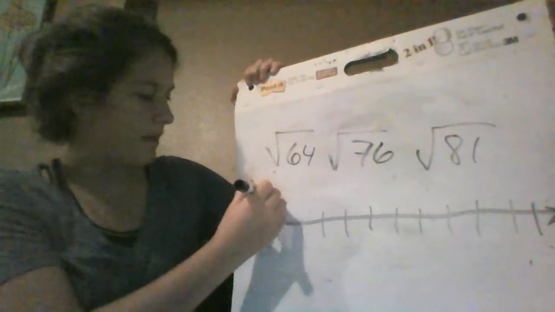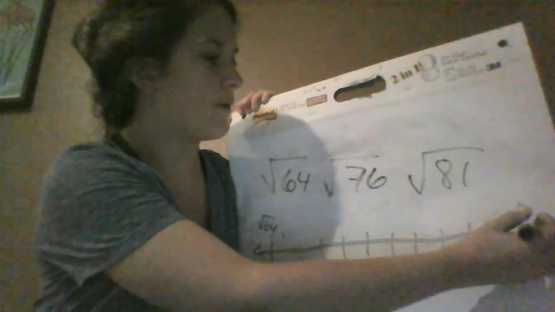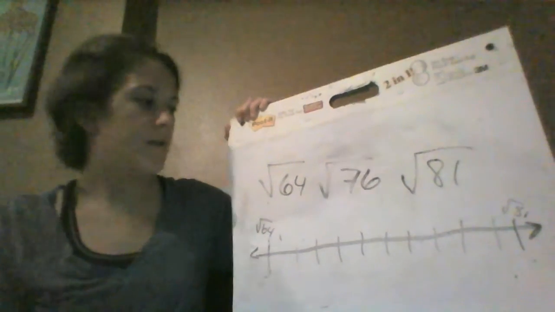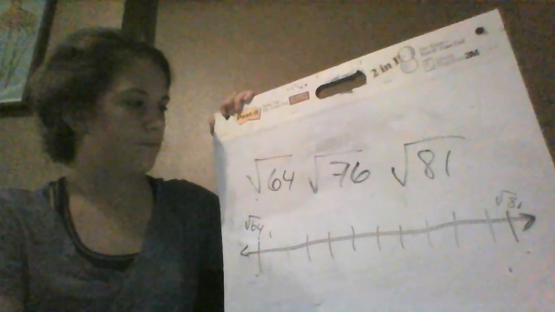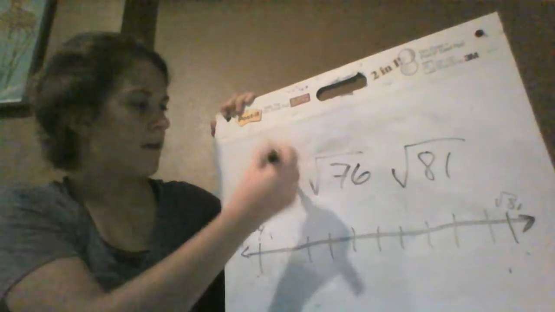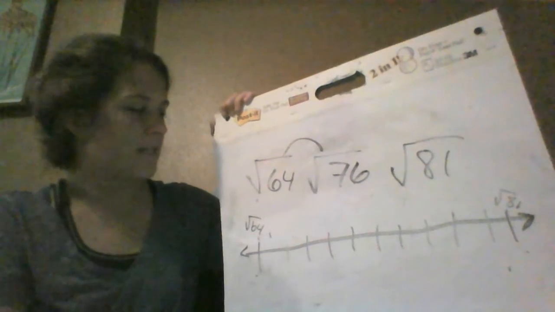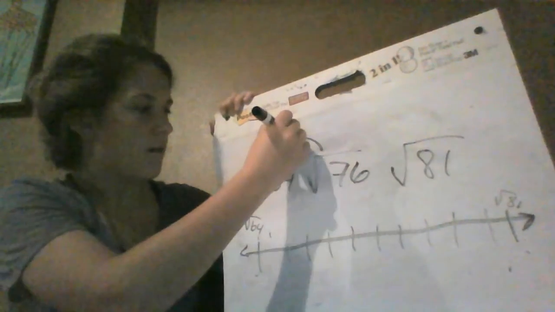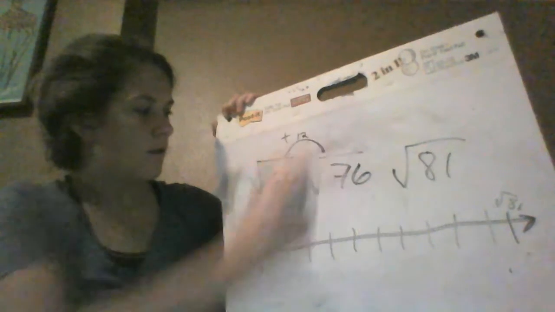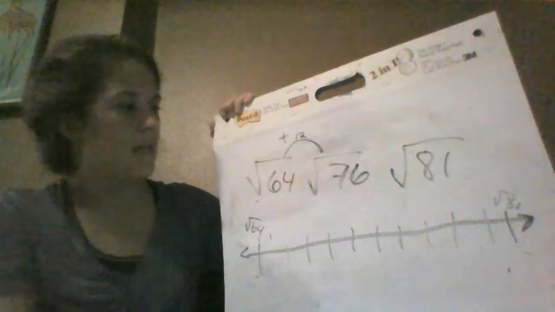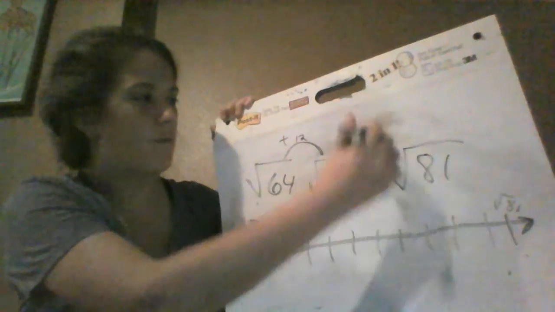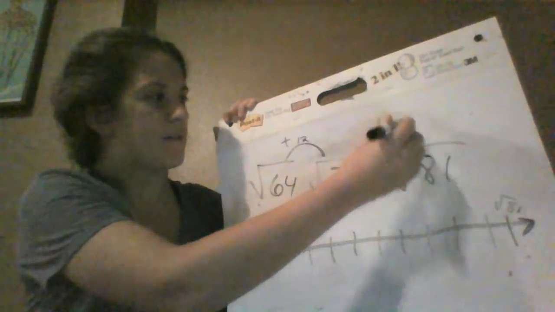So I'm going to go ahead and put 64 and 81 on my number line. Square root of 64 is here. The square root of 81 is all the way over here. And I want to know, where does 76 fall in between 64 and 81? Well, there's 12 spots in between 64 and 76. And how many spots between 76 and 81? Well, that is 5 spots.